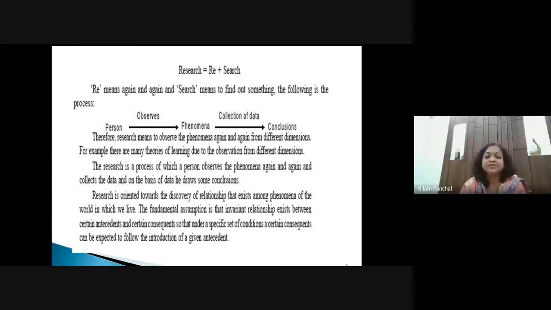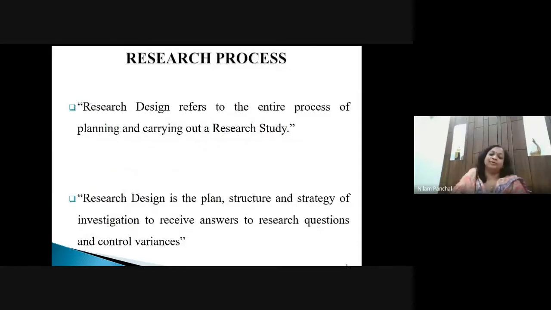So research is oriented towards the discovery of relationships that exist among phenomena of the world in which we live. The fundamental assumption is that an invariant relationship exists between certain antecedents and certain consequences, so that under a specific set of conditions, certain consequences can be expected to follow the introduction of the given antecedent. Let us try to understand in detail what it is all about.